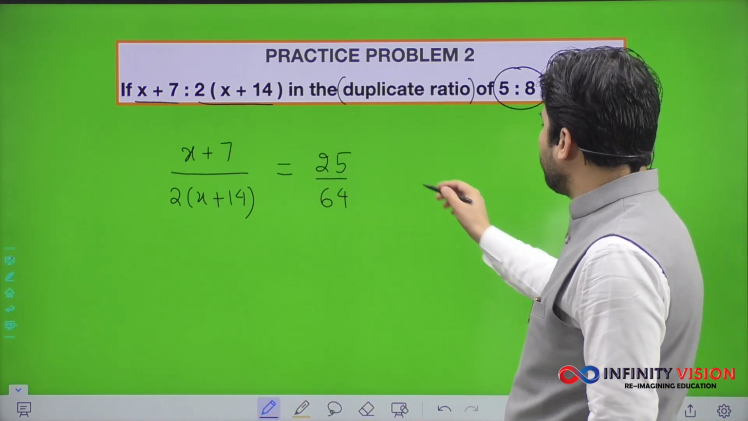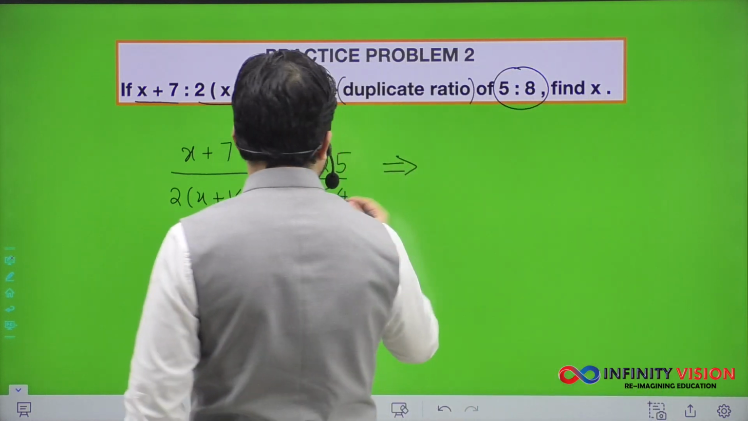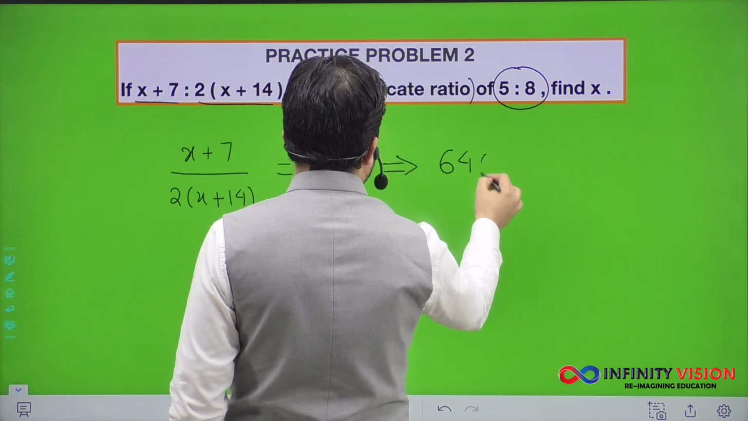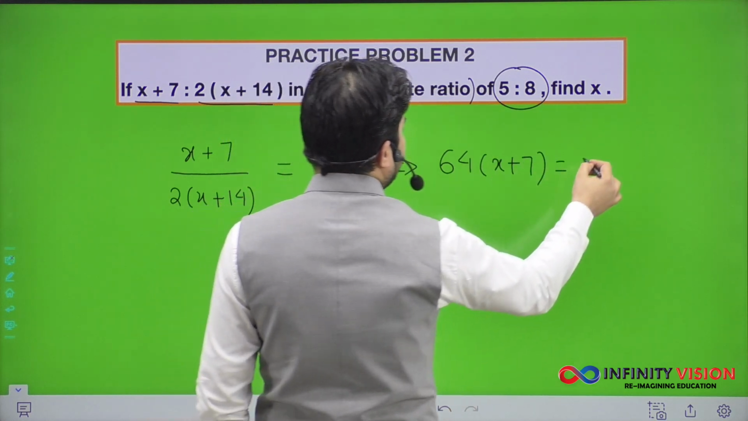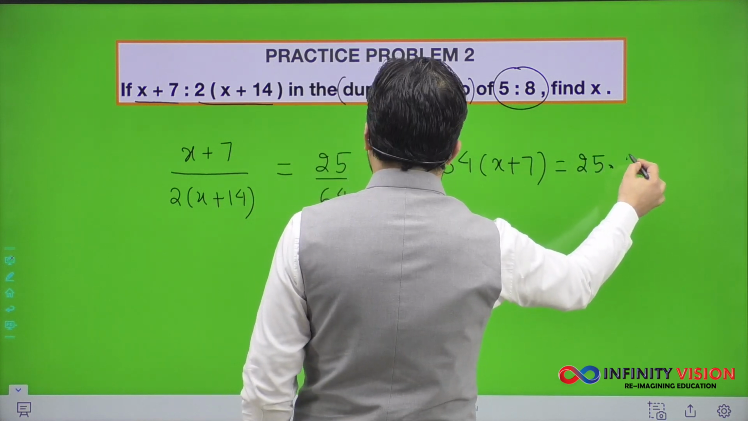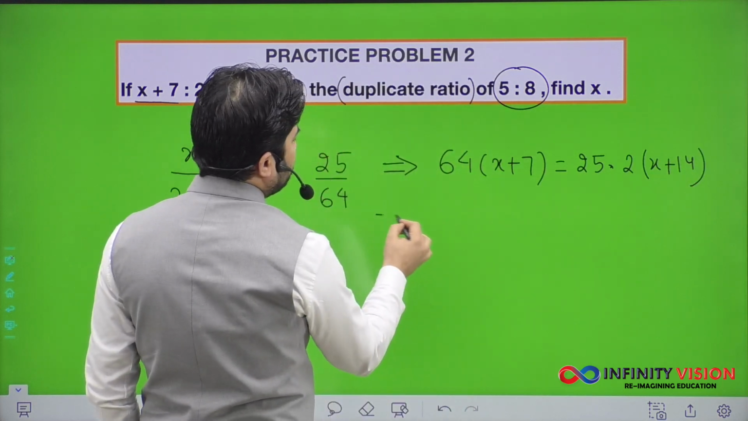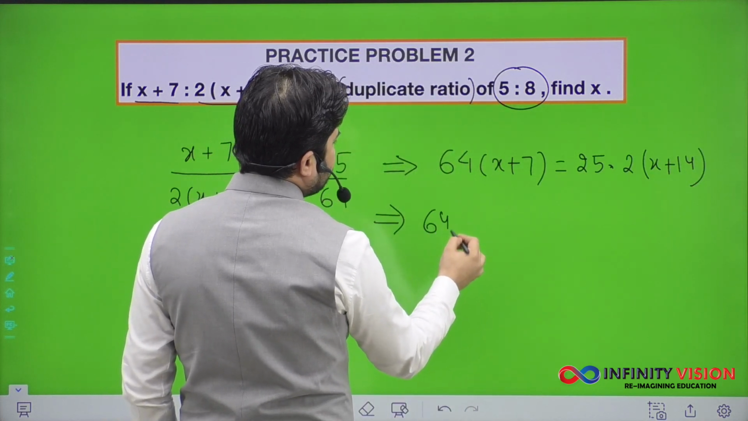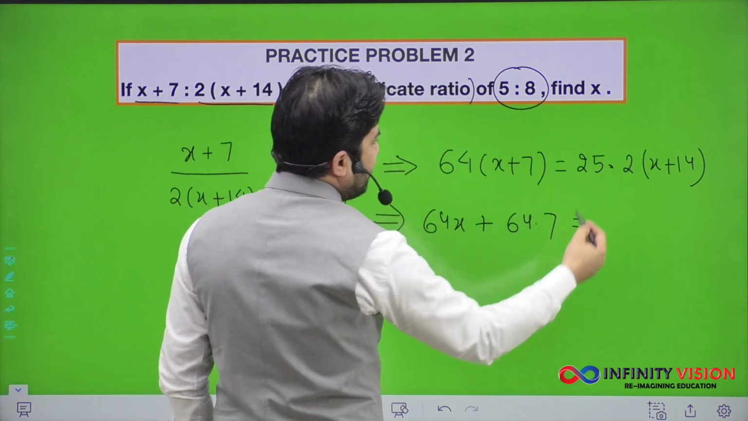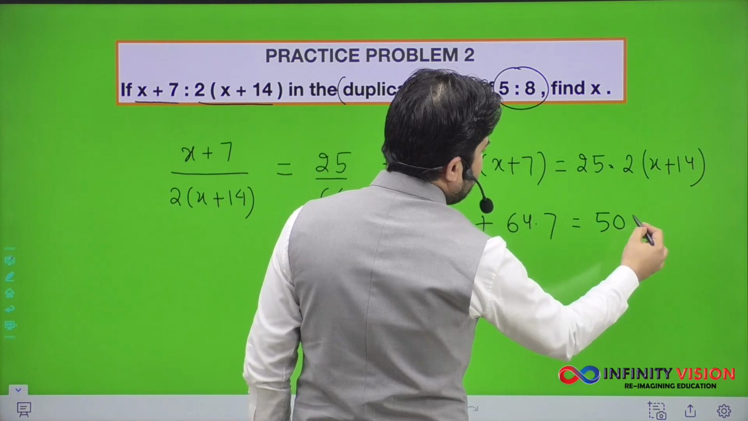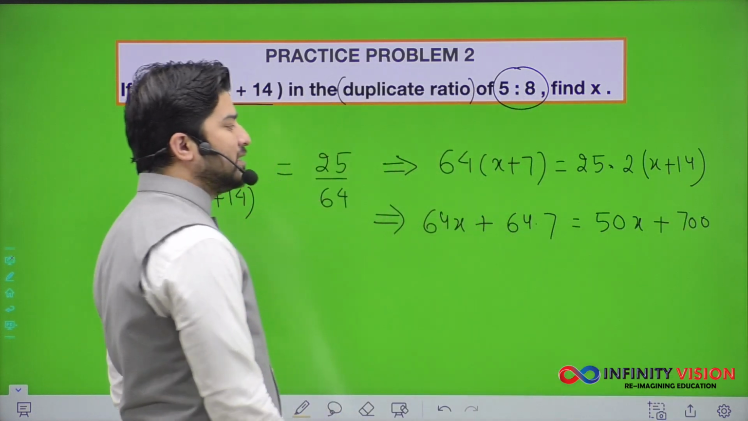So the simple way, what we are going to do, is cross multiplication. So 64 will be multiplied with x plus 7 and 25 would be multiplied with 2 into x plus 14. A very easy equation now, which means 64x plus 64 into 7, and that makes it 50x plus 700, because 14 into 50 is 700.